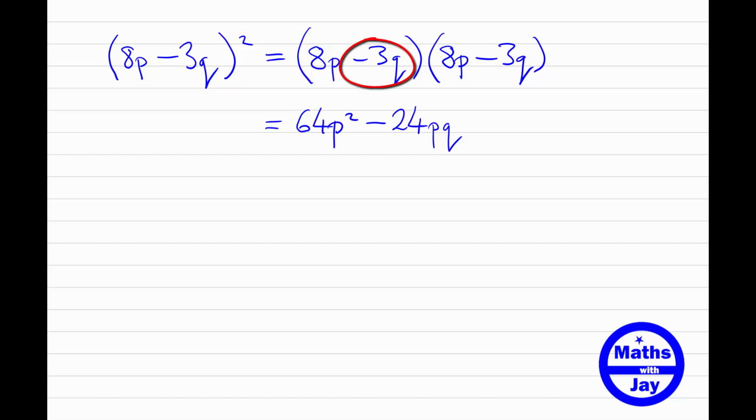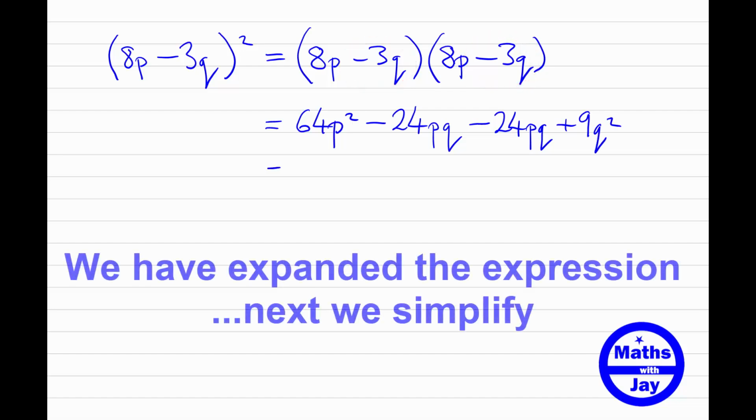Now if we look at the minus 3q in the first bracket, and multiply that by each of the terms in the second bracket, then we're first of all going to get minus 3q times 8p, so that's minus 3 times 8 again is 24. And instead of writing qp, we're going to put pq because that gives them in alphabetical order. pq is the same as qp, isn't it? And then finally, we've got minus 3q times minus 3q. So a negative times a negative will give us a positive, and 3 3s are 9, and then q times q is q squared.